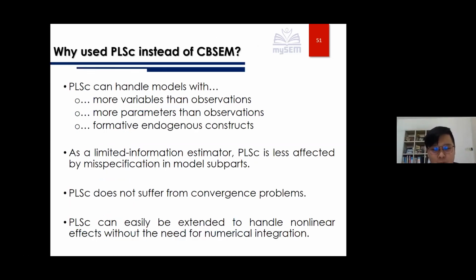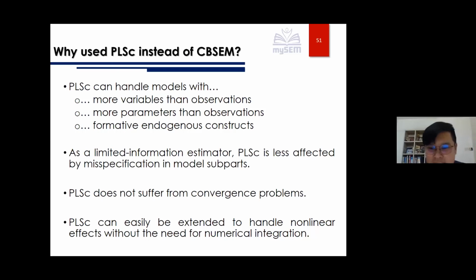Okay, so why use PLSc instead of the normal PLS? My explanation is very clear. PLSc can handle models with more variables than observations. Compared to CB-SEM, as you can see, if you are an AMOS user, you will know that if the model is too complex, you cannot run it. Suddenly it cannot run because the canvas is not enough, it does not fit, and there are a lot of issues, some more Heywood cases, and so on. So this is one problem in CB-SEM. Therefore, PLSc can handle a lot of variables. It can handle more parameters than observations. It can even handle a model with a formative endogenous construct.